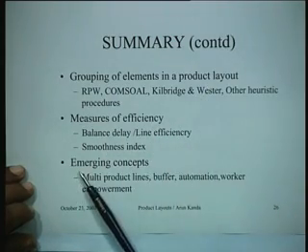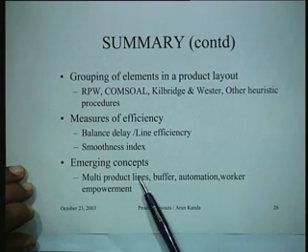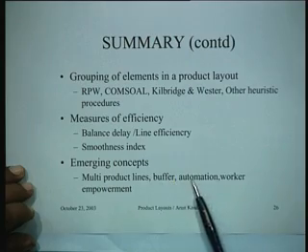And finally, we talked about some of the emerging concepts, which would be in the nature of multi-product lines, the provision for a buffer, automation, and worker empowerment. Worker empowerment is a very important concept, especially originally given by the Japanese, which allows the operator to run the line at his will. That means he can stop the line when there is a problem. All the workers get together and they repair the line, and then they go back to their respective places and run the line. So these are some of the concepts which are there for product lines.